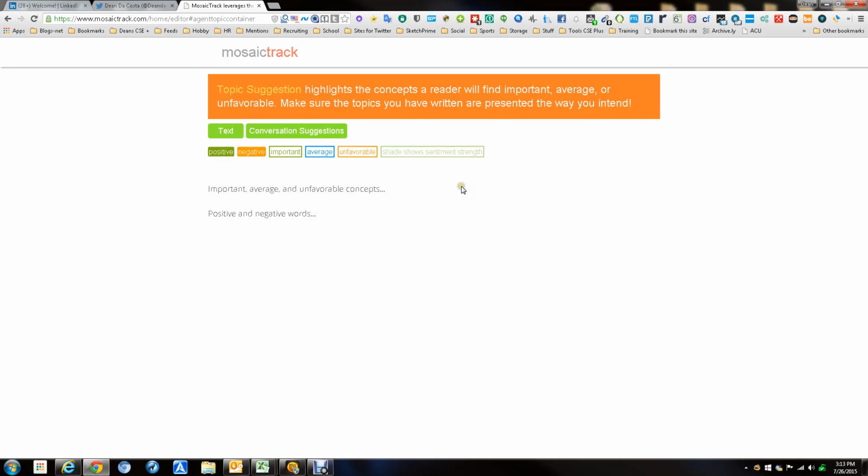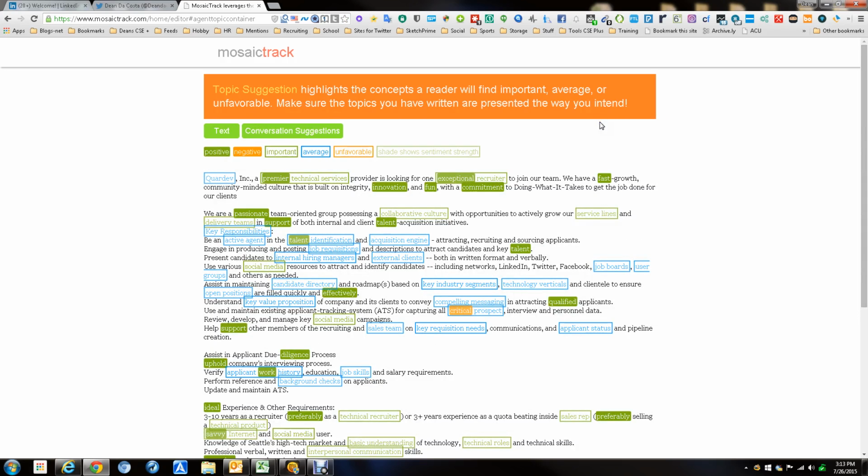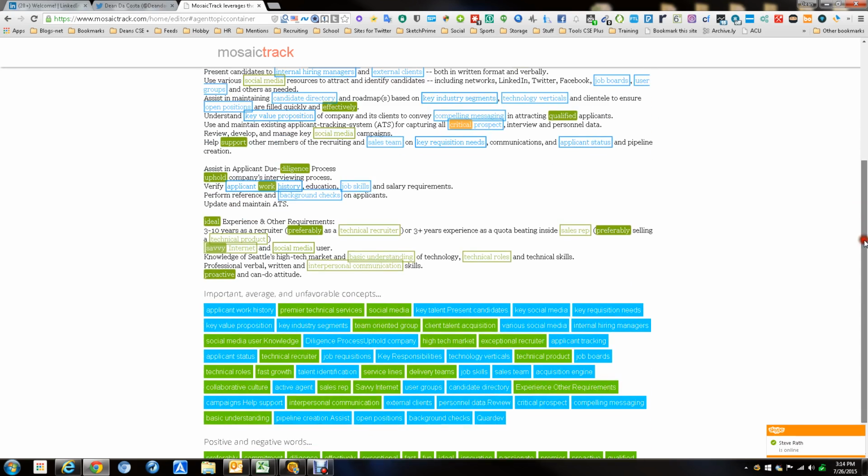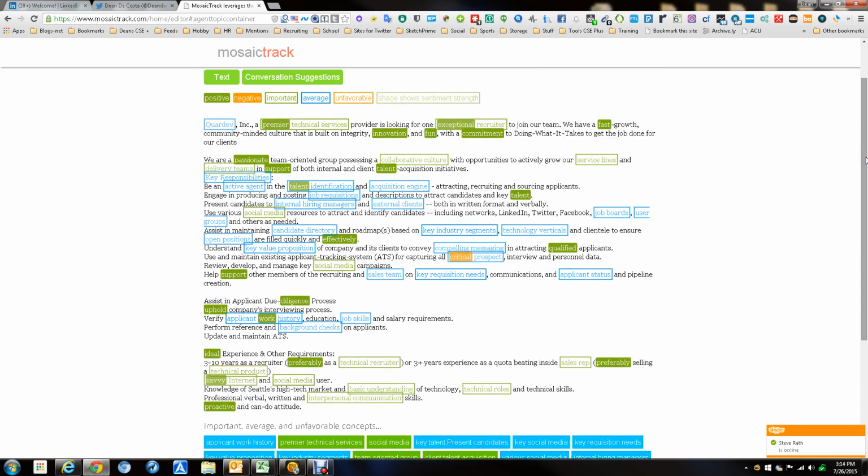What we're going to also do is now look at the job description as a whole. And what it's doing is it's looking for positive words, important words, average, unfavorable words, negative words, and then sentiment strength. And what that means is this tells you what's the likelihood that your job description will be well received. In this case, you look at the results and you see only one word that is considered negative or unfavorable, and that's the word critical. Okay, understood. I can understand that.